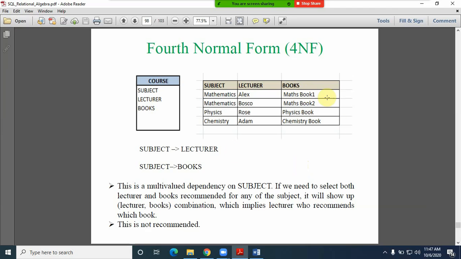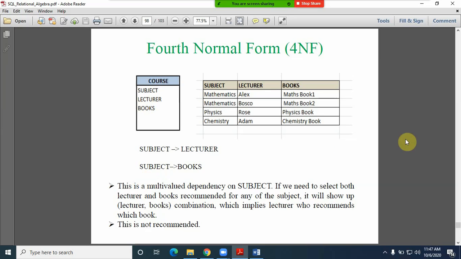But whereas related to the maths, I am having multiple books. If I am having multiple books, that's not a problem in case of general discussion. But if you want to convert your table into the fourth normal form, then this condition should not be there. If I am taking one subject, it should not give multiple lecturers. If I am taking one subject, it should not give multiple books. And how do we solve that?